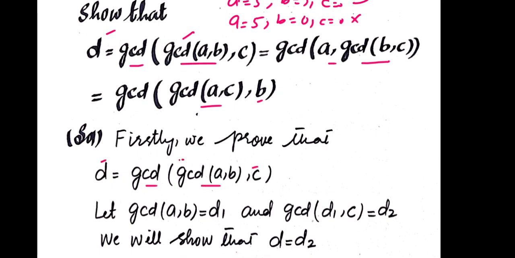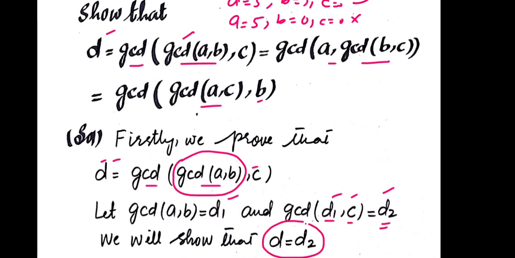Suppose that the GCD of this component is equal to D1. So replace here D1, we have GCD of D1 and C. Say this GCD of these two numbers D1 and C is some positive integer D2. So we will show that this D2 is not different from D, that is they are same.